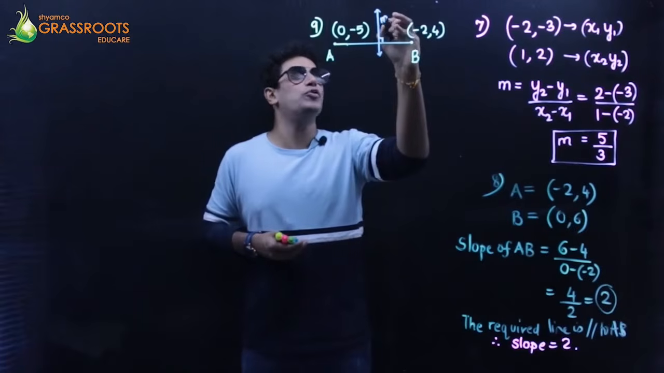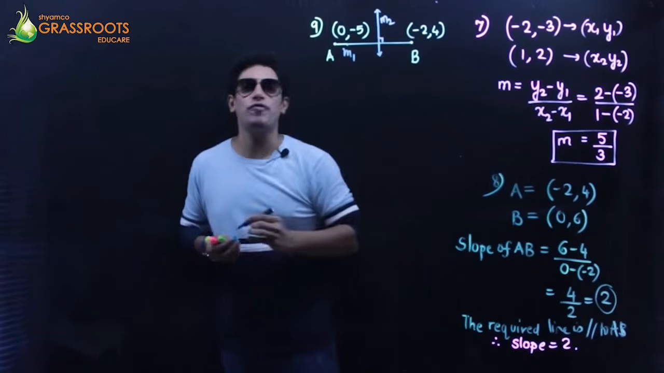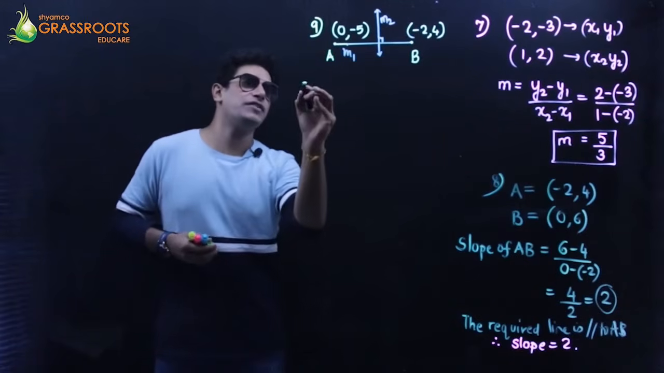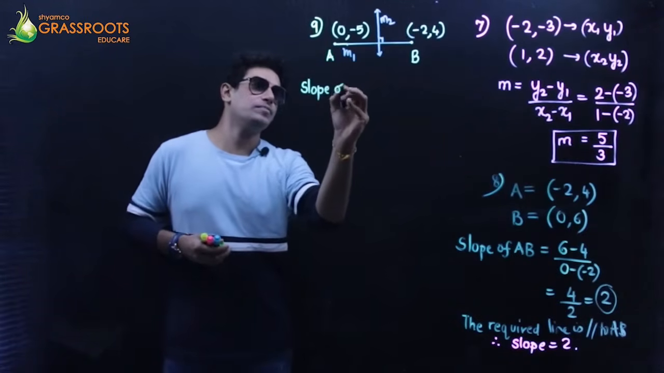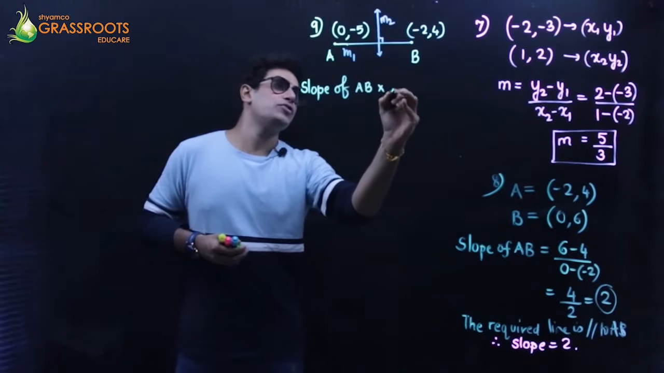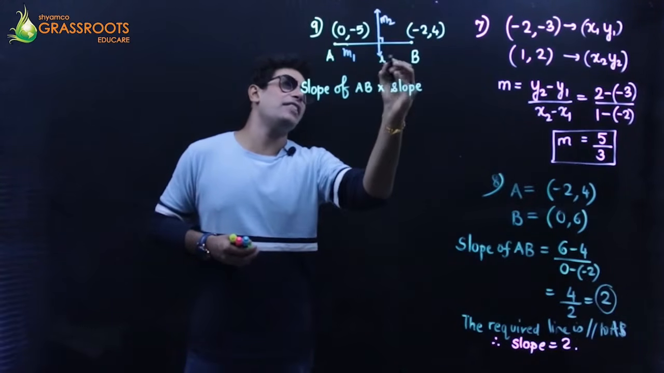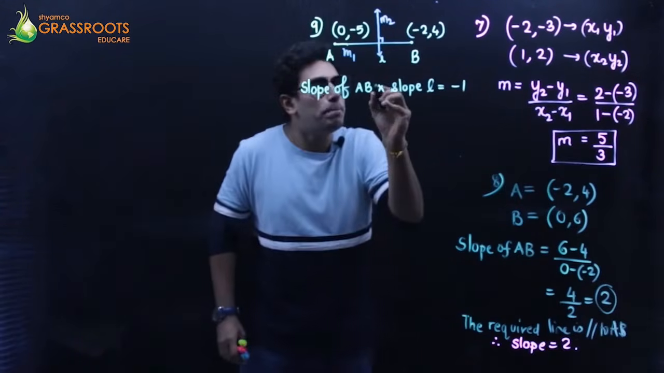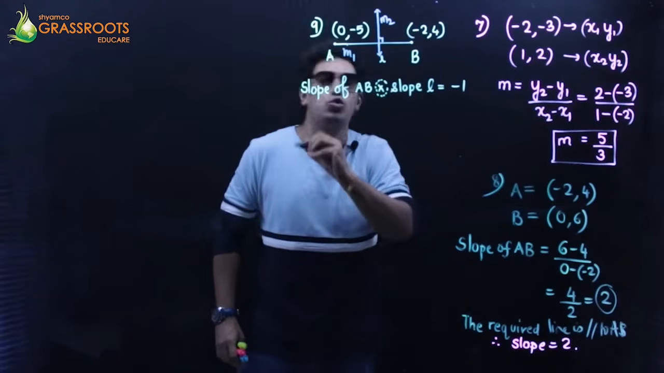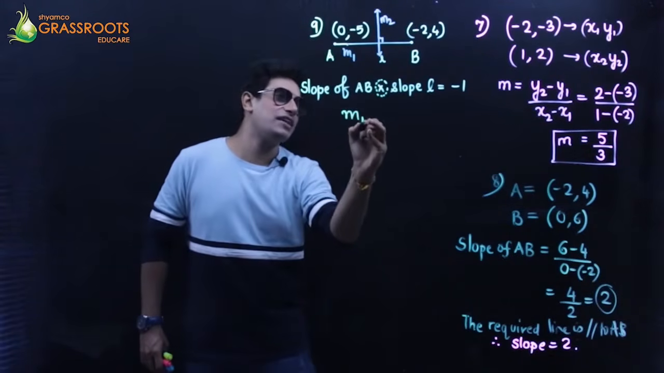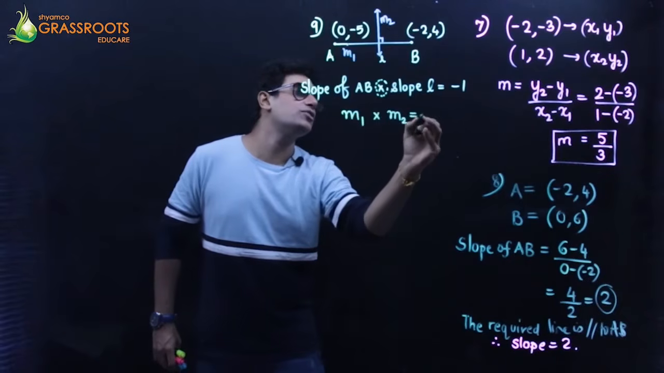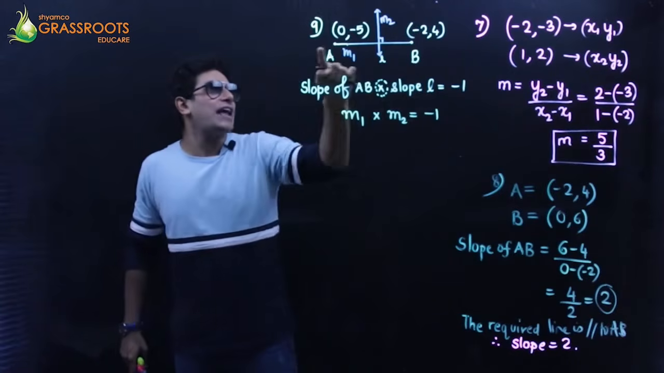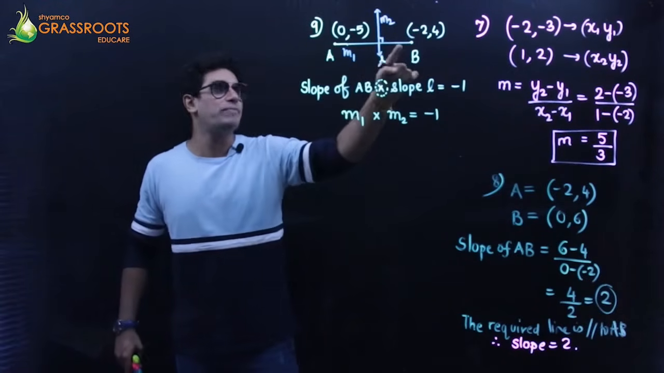Let's say the slope of the blue line is M2 and the slope of our AB line, the green line, is M1. So we can start with slope of AB into slope of the line L is minus 1, because when the lines are perpendicular, the product of the slopes is negative 1. So M1 into M2 is equal to minus 1. Let's find out the slope M1. This green line has the slope M1.